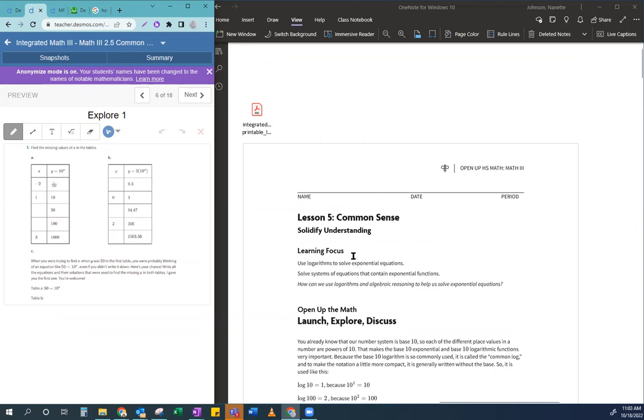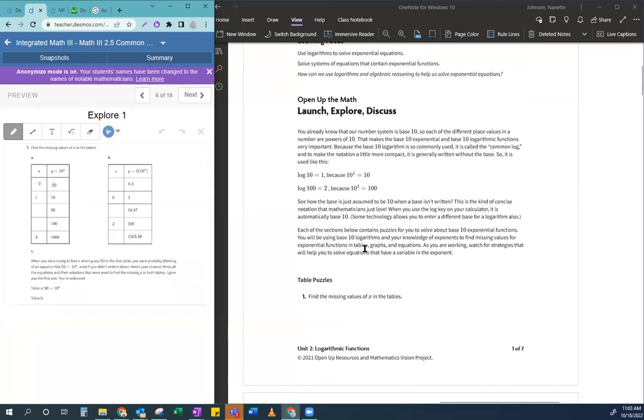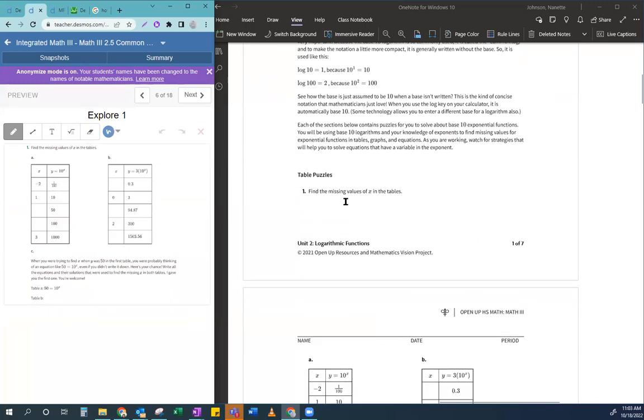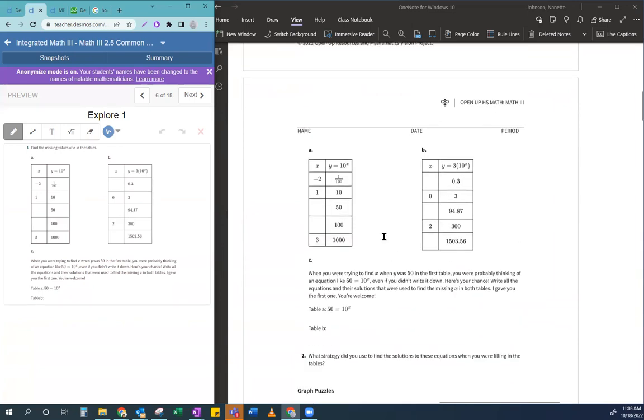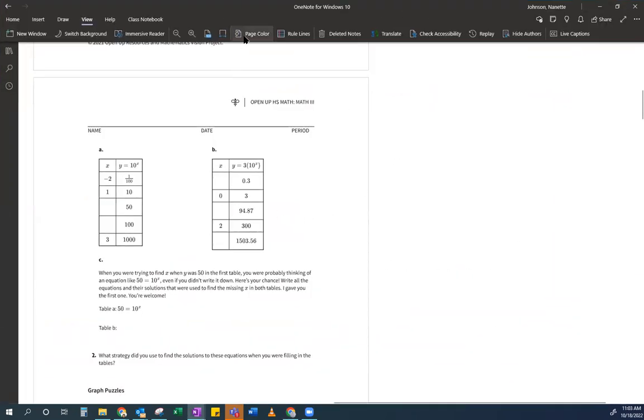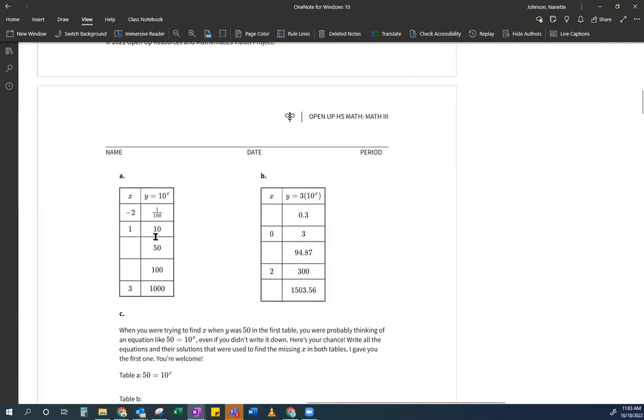Okay, good. All right, so let's continue. Hopefully it'll catch up to us. It says, find the missing X in the tables. So here, this one here, I'm just going to go with this, right? It says a tad bigger. So they want you to find the missing values of X.